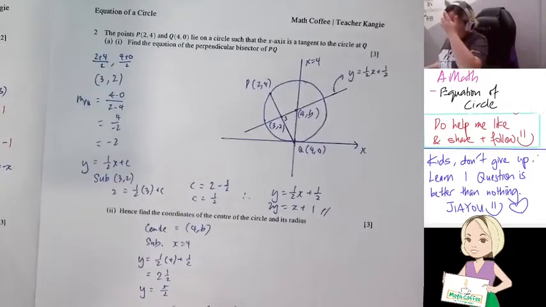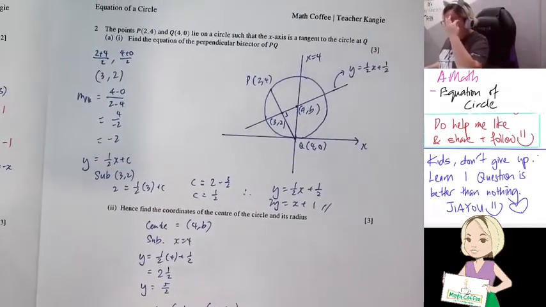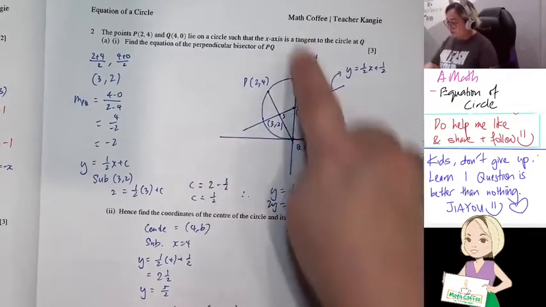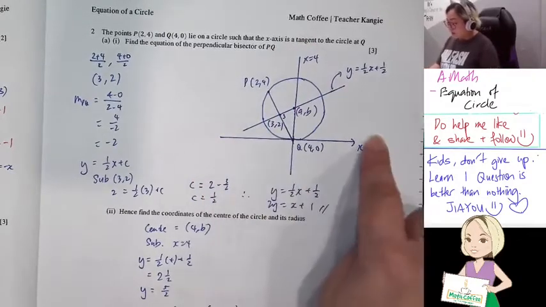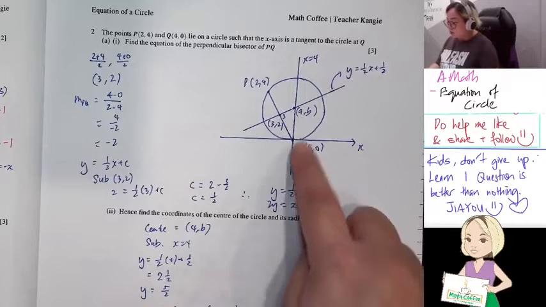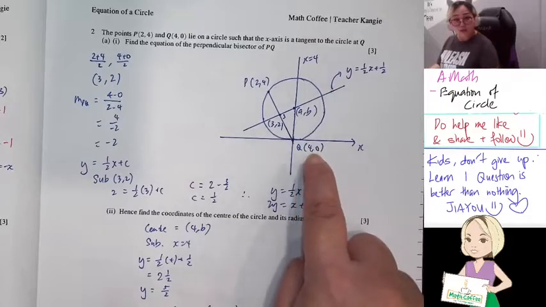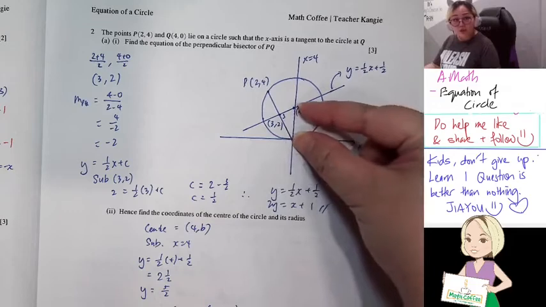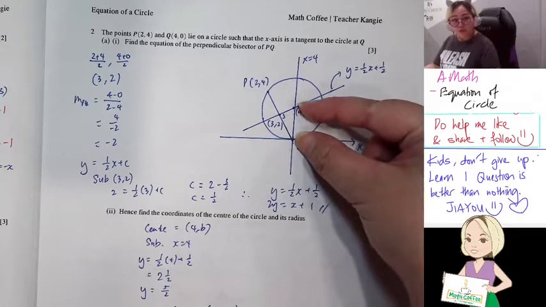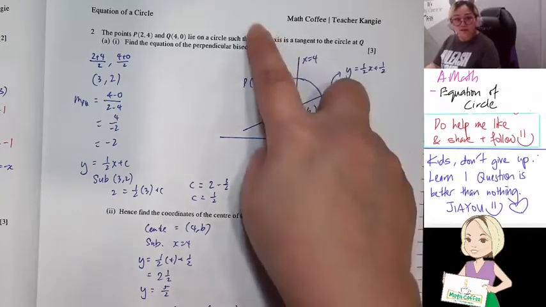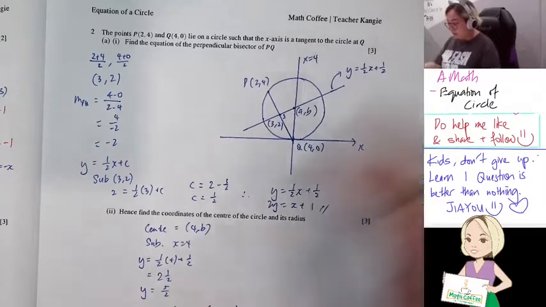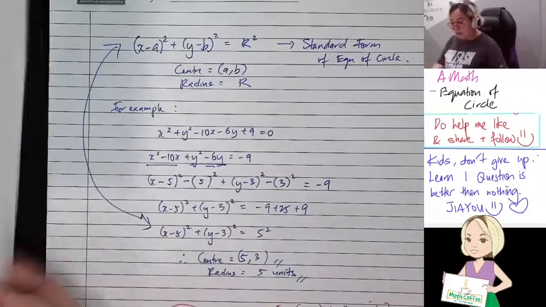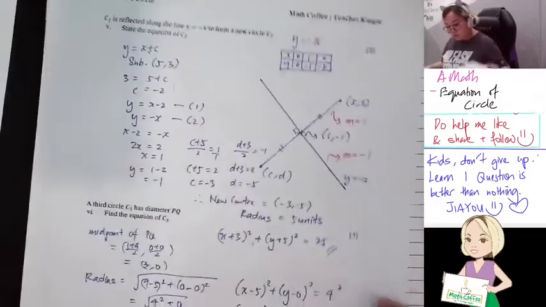So just now when we talked about question 2, the x-axis is a tangent to the circle. When we have that, you know that the x-coordinate of the center is the same, 4. The length from here, the y-coordinate, is the radius. That is when the x-axis is tangent to the circle. Then the rest is not much of a difference from question 1.